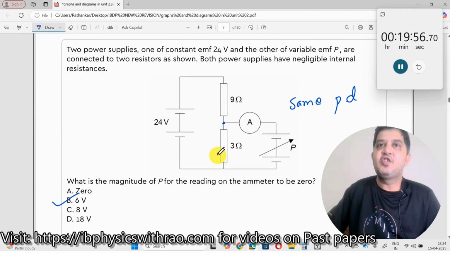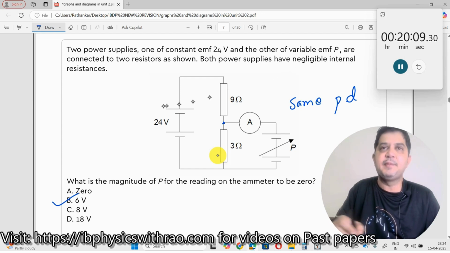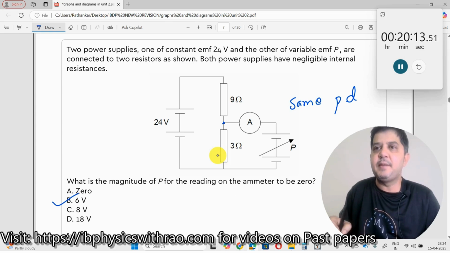Next, 2 power supplies, one of constant EMF 24 volt, the other of variable EMF P, are connected to resistors. Both power supplies have negligible internal resistance, okay, 0 internal resistance. What is the magnitude of P for the reading of the ammeter to be 0? Okay, what could be the value of P?